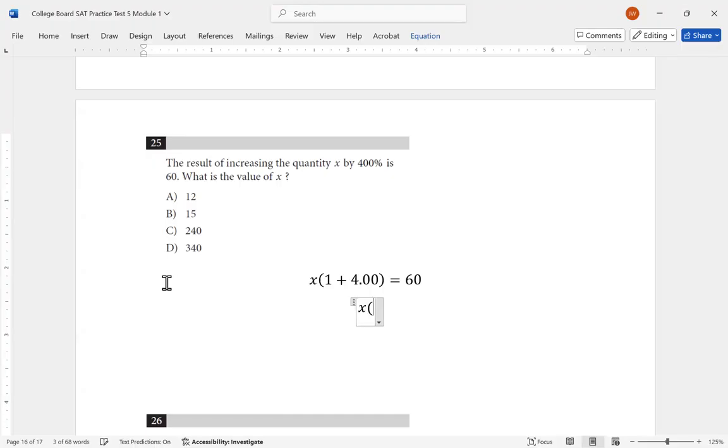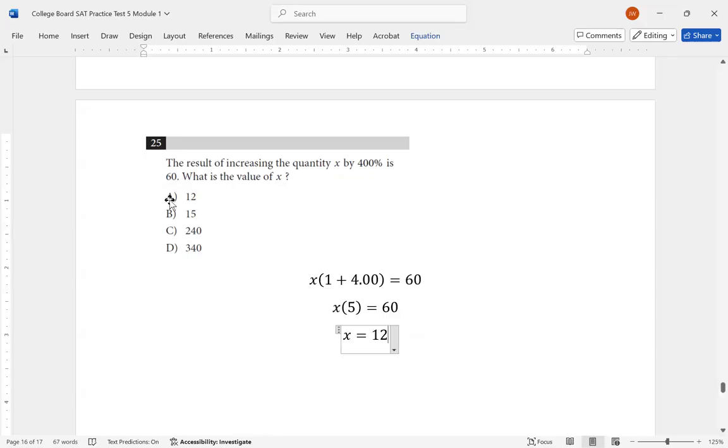Here we see that x is being multiplied by 5 to give 60. Dividing both sides by 5 gives me x is equal to 12. So the answer to question 25 is that x is equal to 12, which is answer A. The key there is that increasing a quantity is not just multiplying by 400%, but it's actually multiplying by 1 plus 400%.